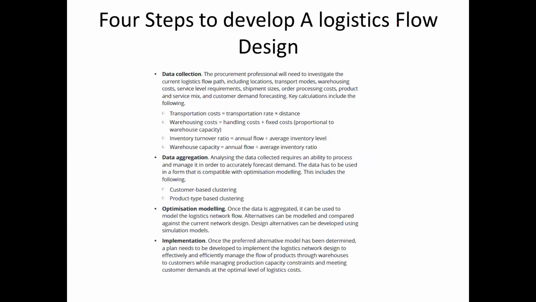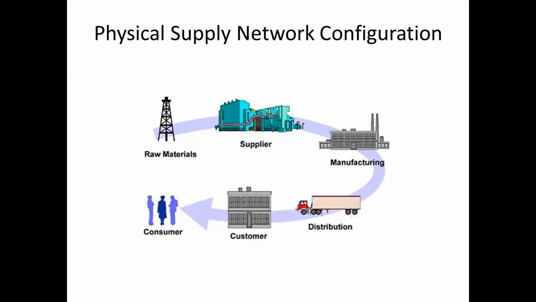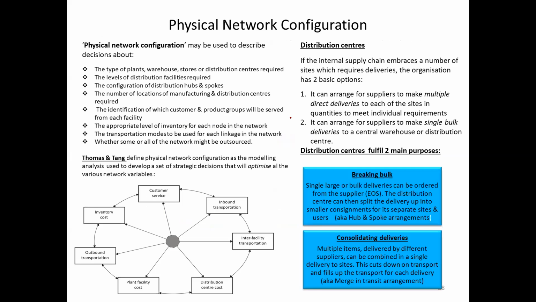How do we develop logistics flow? Collect the data on all the costs, capacities, aggregate the data, use optimization, modeling, implement. Well, to my mind, that's just known from earlier. And the study guide has got it under developing a logistics design, which is known. Physical networks. Again, that hub and spoke is shown in the diagram.